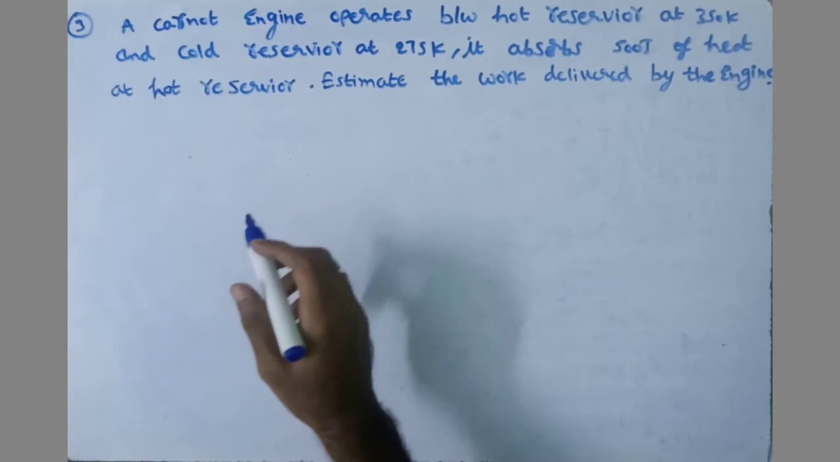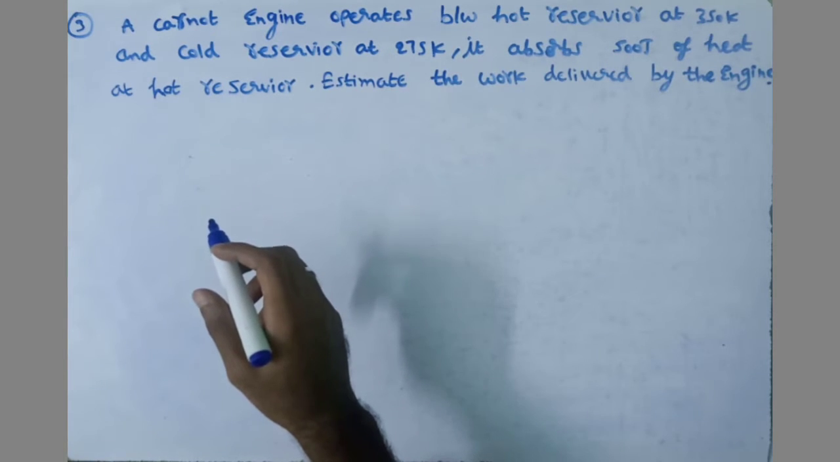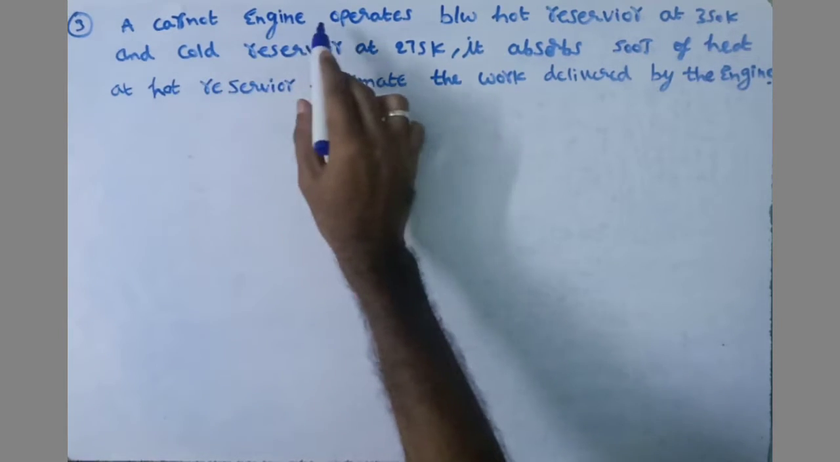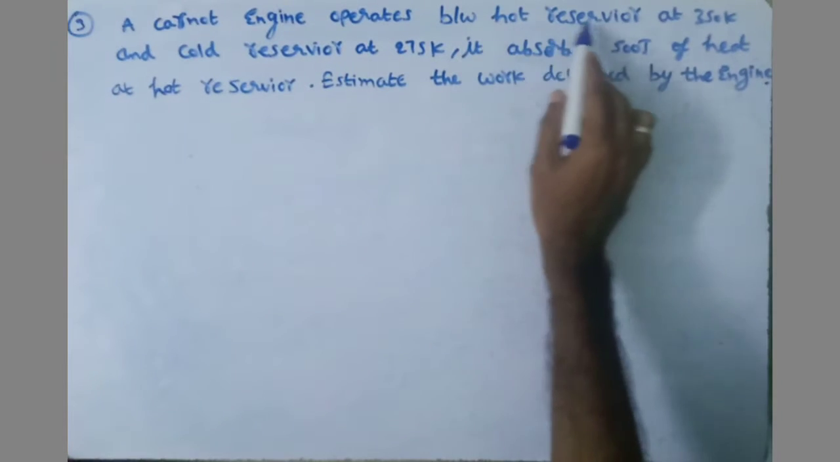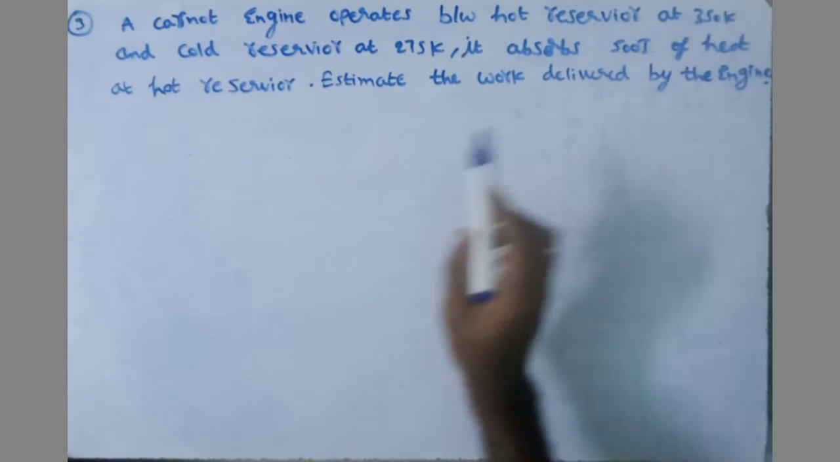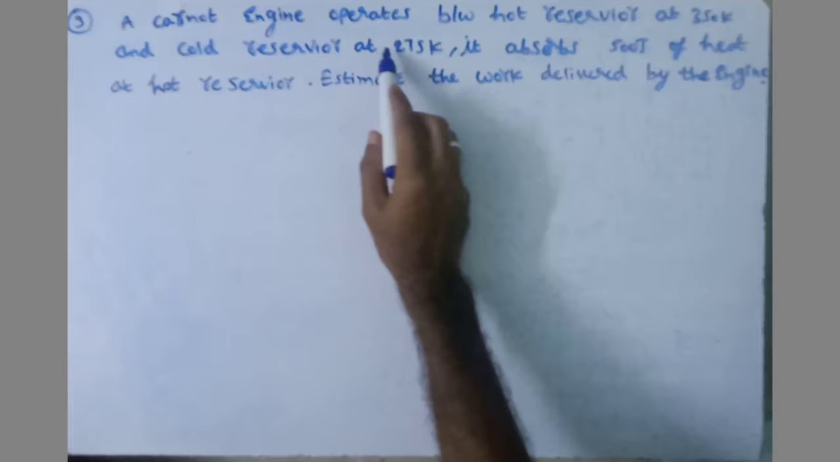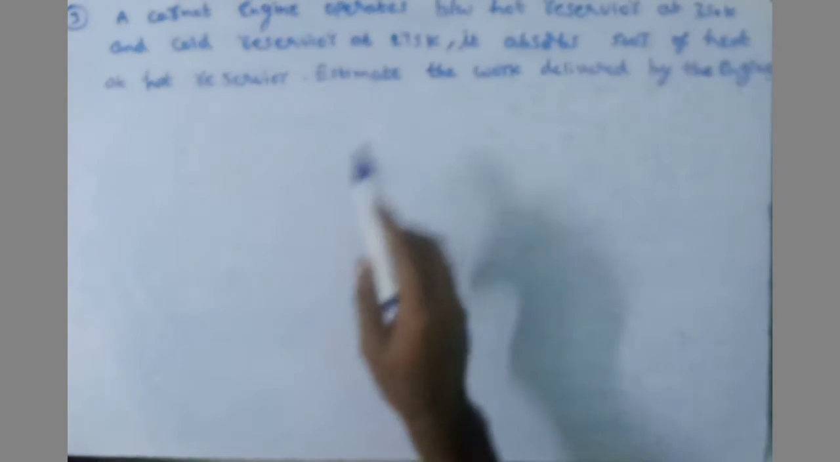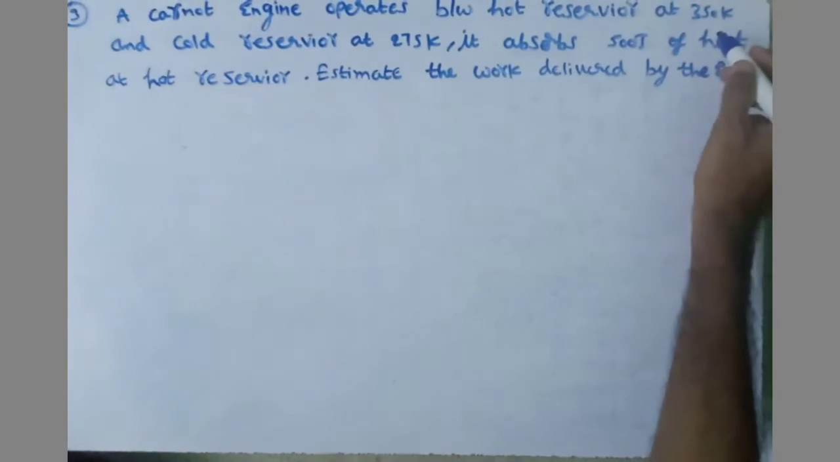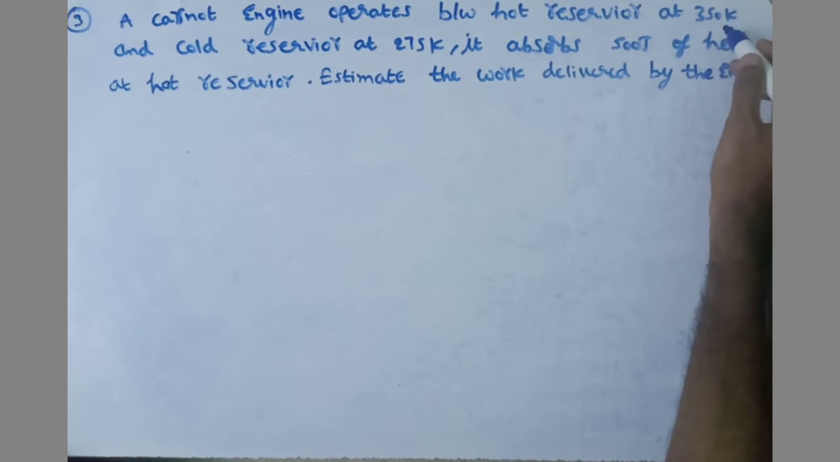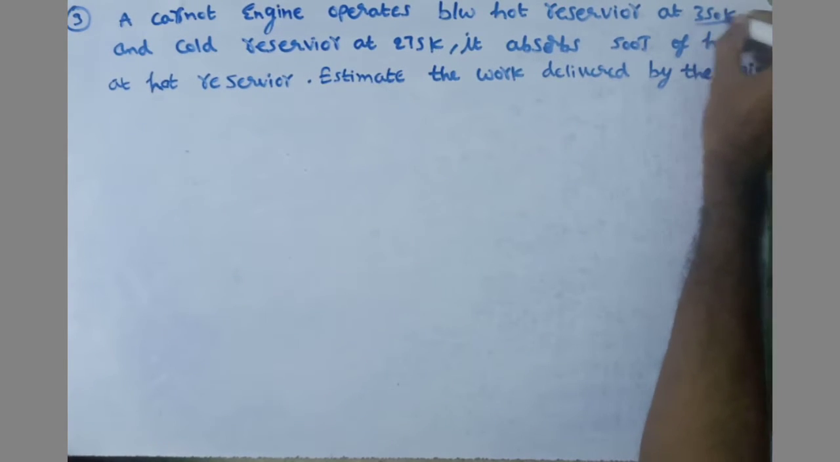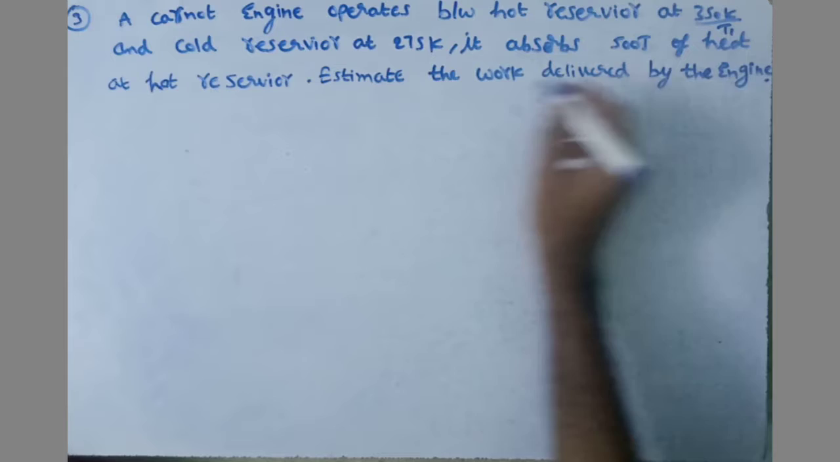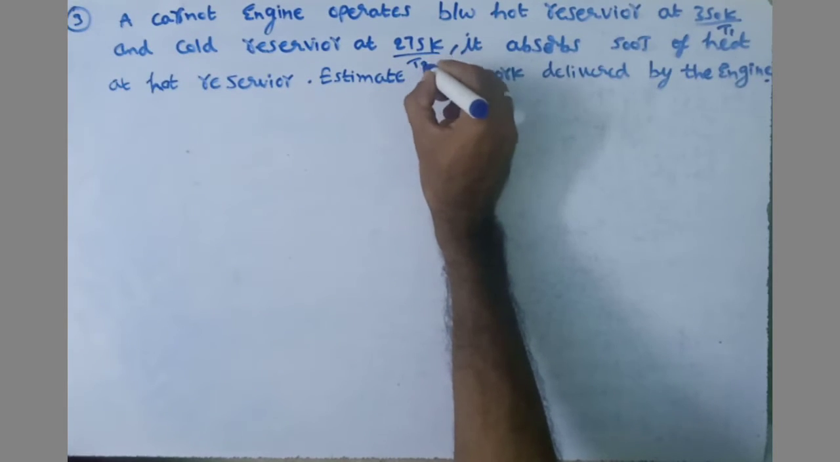We are going to solve another problem from thermodynamics. A Carnot engine operates between a hot reservoir at 350 kelvins and a cold reservoir at 275 kelvins. This is the hot reservoir, 350 kelvins. So this is our T1 and this is our T2.